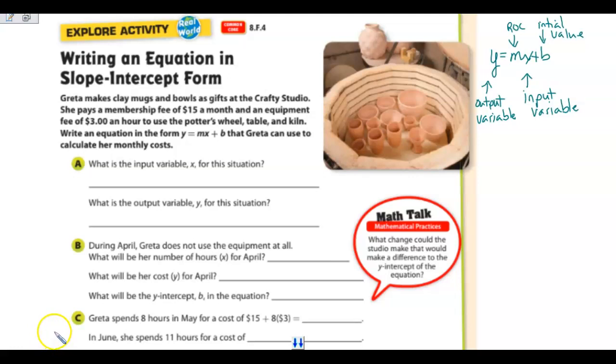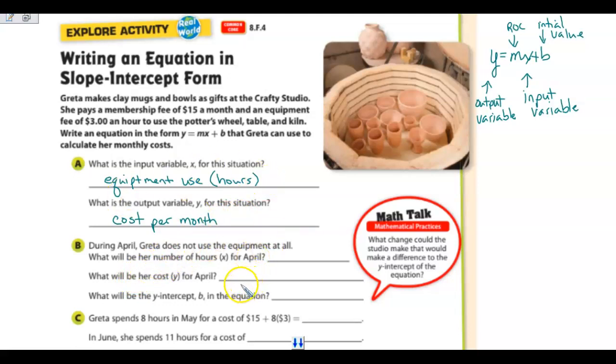So what changes? Right, the number of hours of the equipment fee. Okay, so that is your equipment use in hours. Okay, the output for this whole thing is going to be the cost per month. Okay, and that's going to be the y.